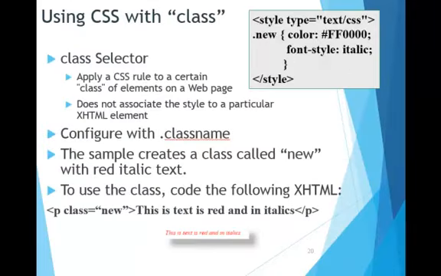Now, a class selector will apply a CSS rule to a certain class of elements on a web page. So this doesn't associate the style to a particular element, but we configure it with what we call dot class name. A sample creates a class called new with red italic text. To use this class, in the HTML we would code it as paragraph, class equals new, this text is read in italics, and then close your paragraph tag. But up in the header content, we're going to have a style type set as .new is going to be this color with font size italic. And then you're going to get this result here.